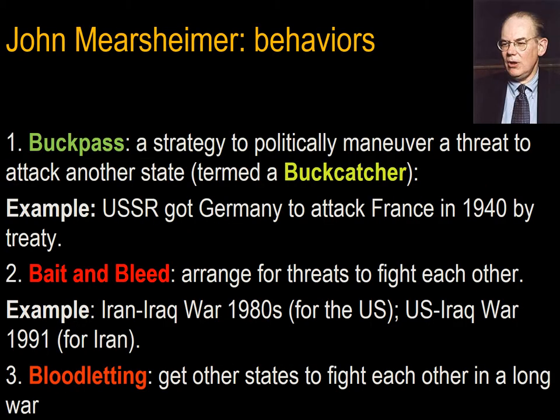An additional set of three behaviors was formulated by John Mearsheimer, who writes within the offensive realist tradition. Buck passing is a strategy to politically maneuver a threat, an enemy state, to attack another state. And the other state is termed the buck catcher. The classic example is the competition between the Soviet Union and the Western allies of England and France during the Second World War to get Germany to attack the other state.